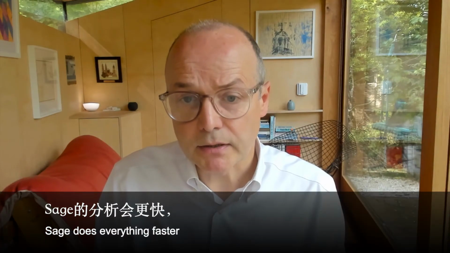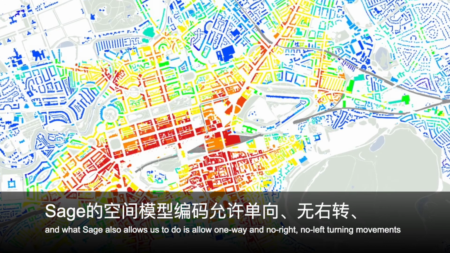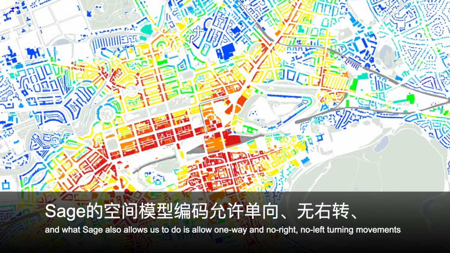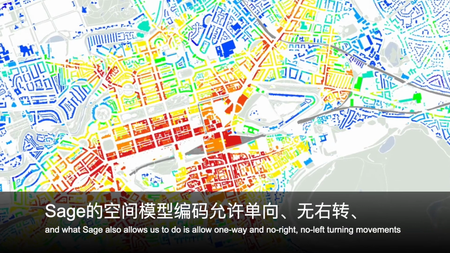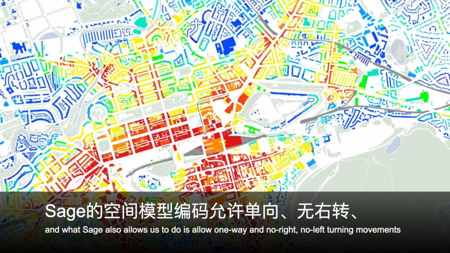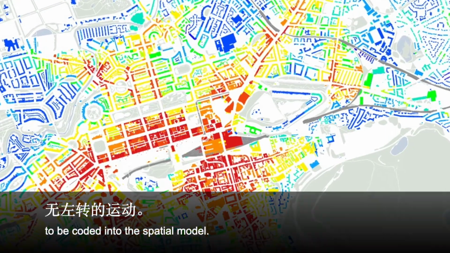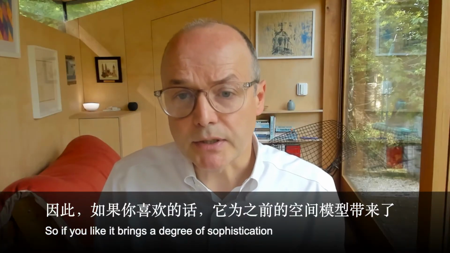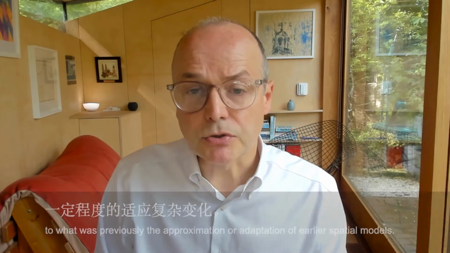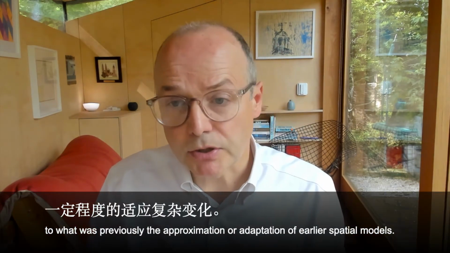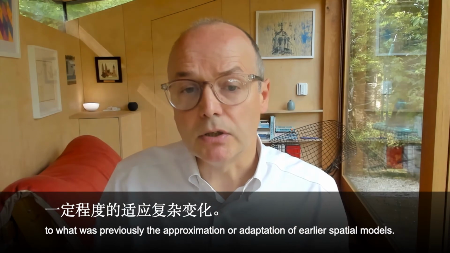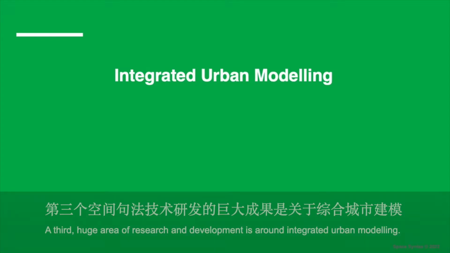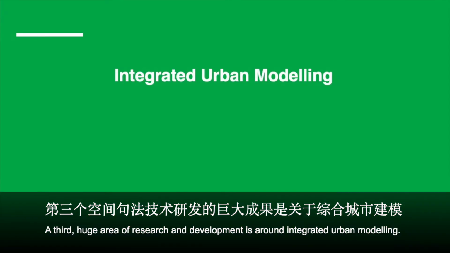Sage does everything faster. And what Sage also allows us to do is one-way and no right, no left turning movements to be coded into the spatial model. So if you like, it brings a degree of sophistication to what was previously the approximation or adaptation of earlier spatial models. A third huge area of research and development is around integrated urban modelling.